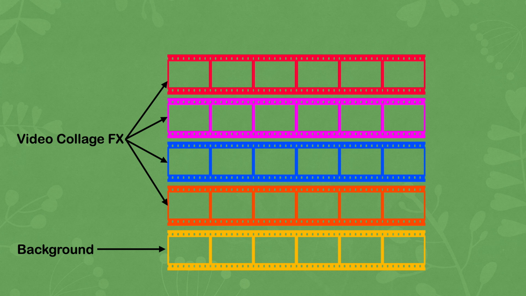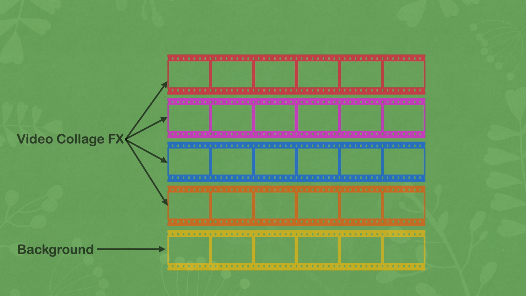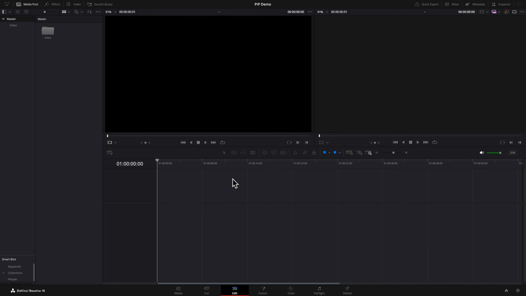For this example, we'll set up 4 tiles or picture-in-pictures, so we'll need to stack 5 clips, one serving as the background, on top of each other. But first we need to create a timeline. I like to be organized, so I'll create a timelines bin in the media pool. This will contain any timelines we create.